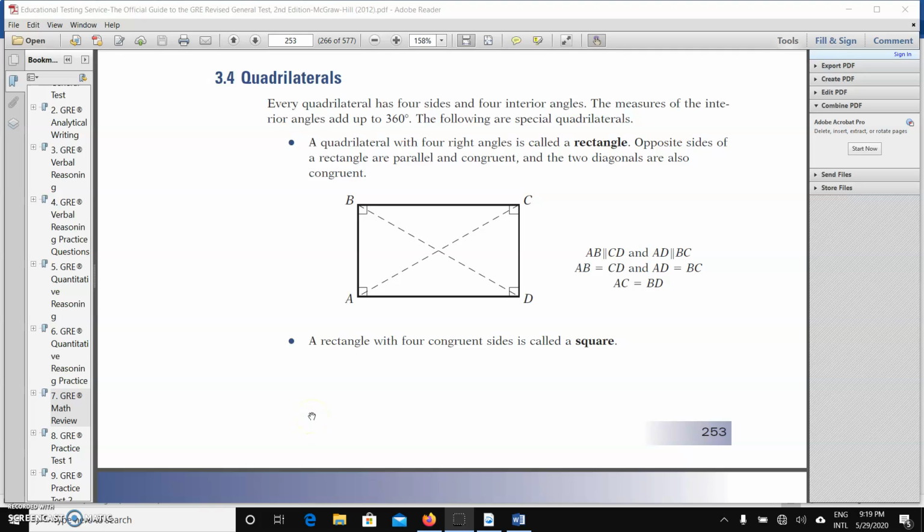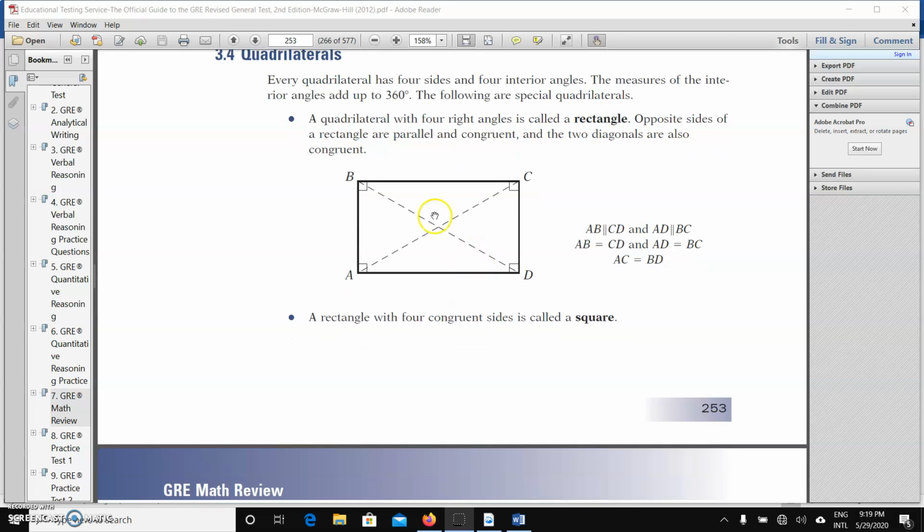Okay, we'll be talking about quadrilaterals. Quadrilaterals are four-sided shapes like this, like a rectangle, like a square. So this is a rectangle. It has four sides. Two sides are equal. This side and this side, this side and this side are equal. That's what they are telling you here.